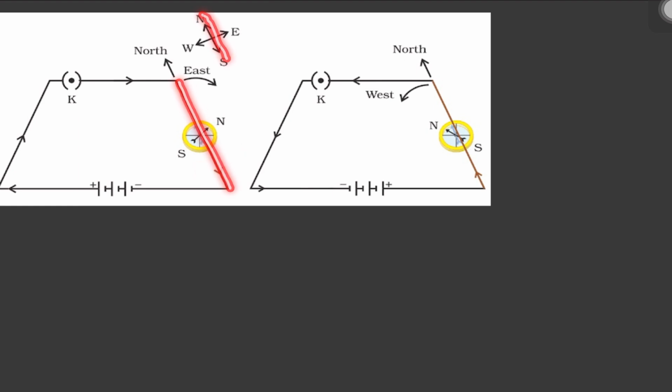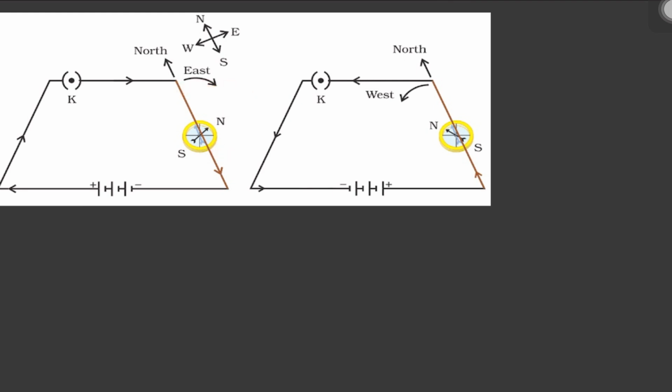From north to south, the current is flowing. At that time, we can see the deflection of the compass needle. Why do we observe the deflection in the compass needle? We just discussed in the previous activity. Now, we are observing the direction in which it is deflecting. It is deflecting towards the east.